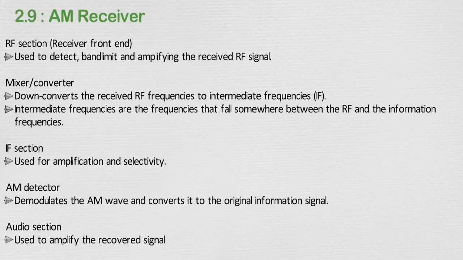RF section, receiver front end. Used to detect, band limit and amplify the received RF signal. Mixer or converter. Down converts the received RF frequencies to intermediate frequencies, IF. Intermediate frequencies are the frequencies that fall somewhere between the RF and the information frequencies. IF section. Used for amplification and selectivity. AM detector. Demodulates the AM wave and converts it to the original information signal. Audio section. Used to amplify the recovered signal.